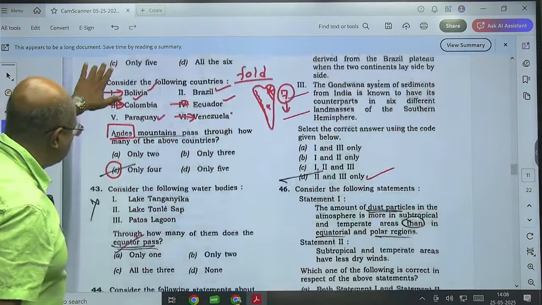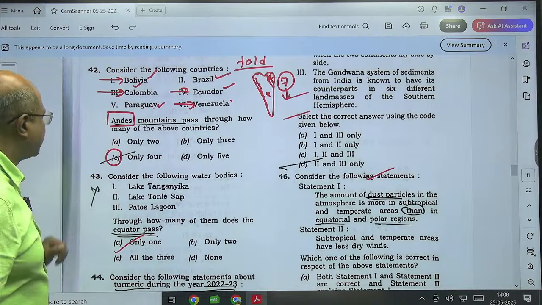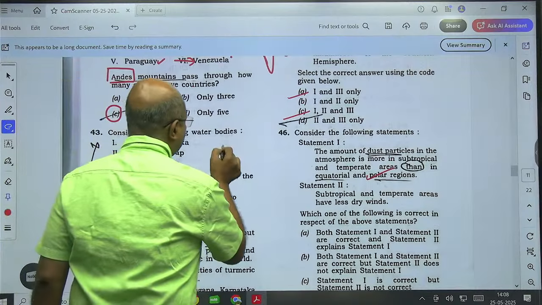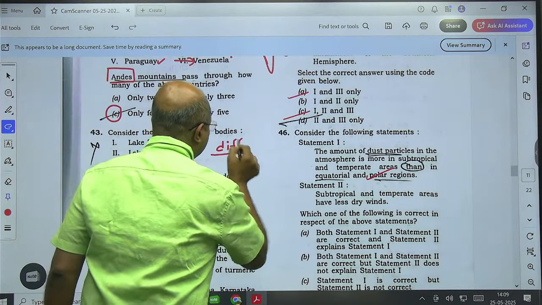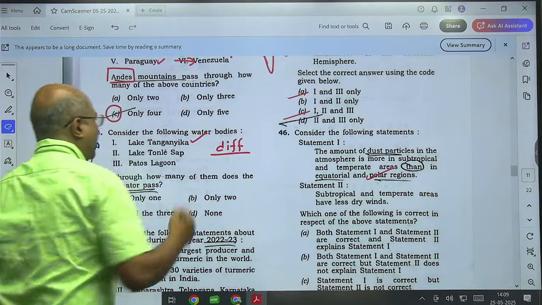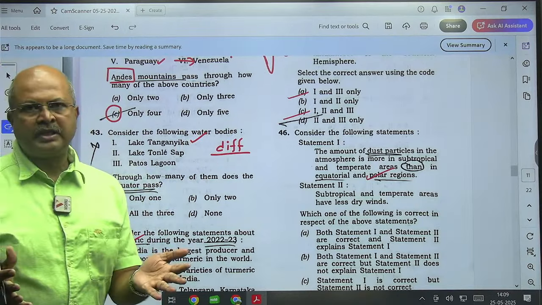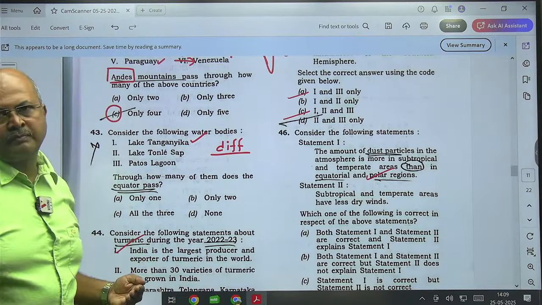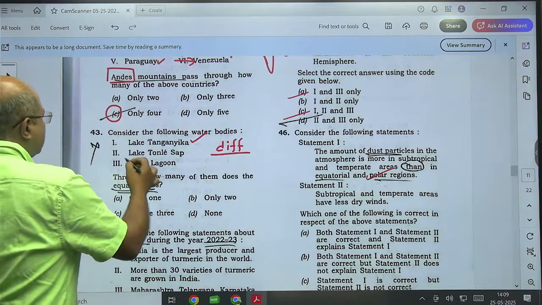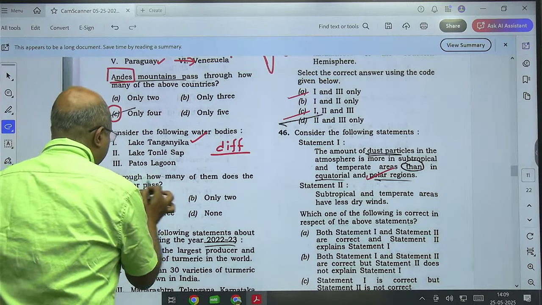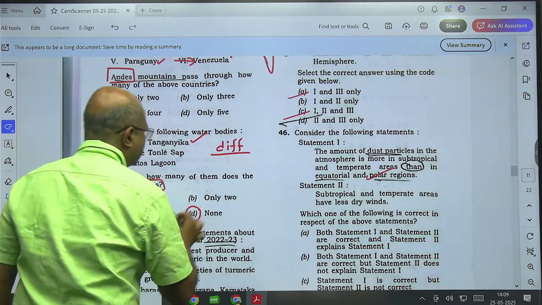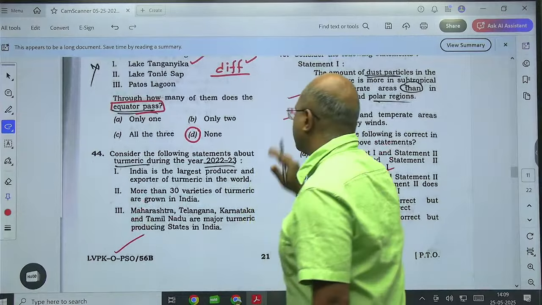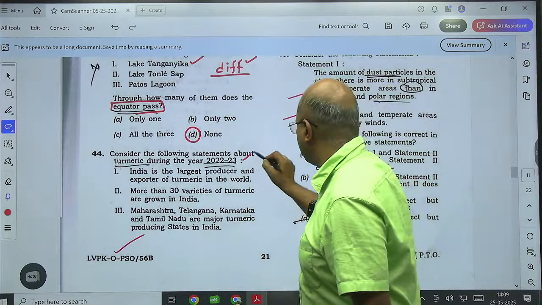Then consider the following water bodies: Lake Tanganyika, Lake Tonlé-Sap, and Patos Lagoon. So this is a difficult one. I define this as difficult because you may know Lake Tanganyika as a tectonic lake, which is created by the rift of the African plate, but it is difficult to identify these 2 ones. So when you talk about how many of them are on the equator, none of them. So this is the correct answer. This is a difficult one.